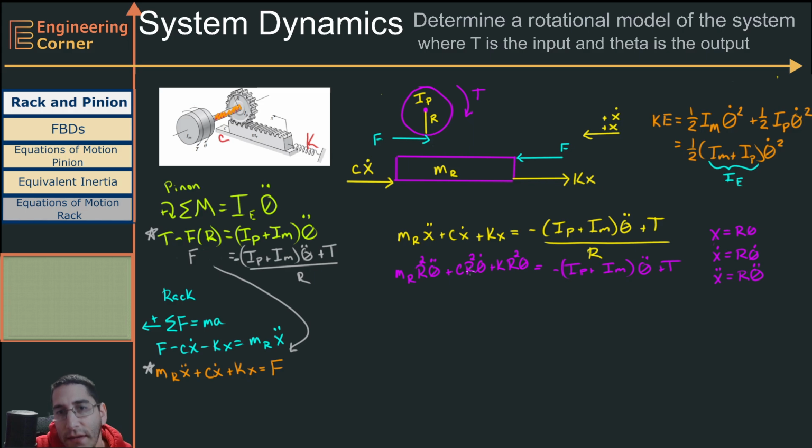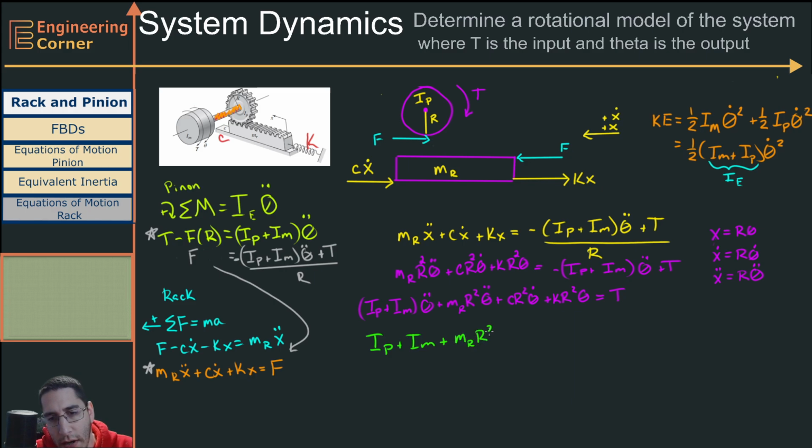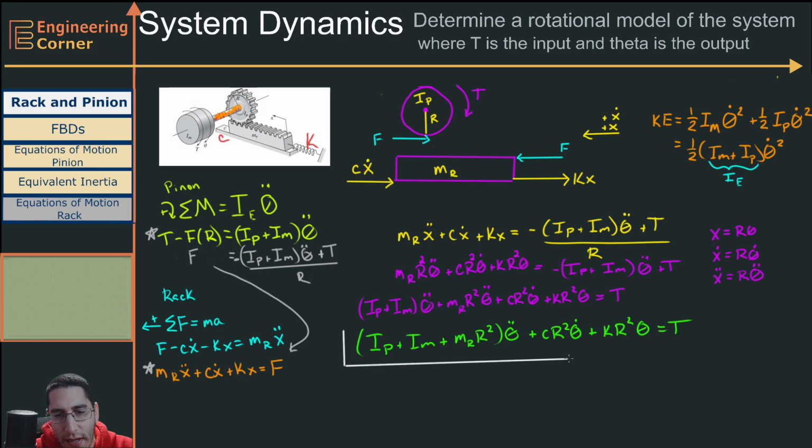Now I can move this minus sign to the other side of the equation, and I'll get (I_P plus I_M) theta double dot plus m_r r squared theta double dot plus c r squared theta dot plus k r squared theta is equal to T. Finally, I can combine these two terms right here, and when I combine them, I get (I_P plus I_M plus m_r r squared) theta double dot plus c r squared theta dot plus k r squared theta is equal to T. And that is my answer.